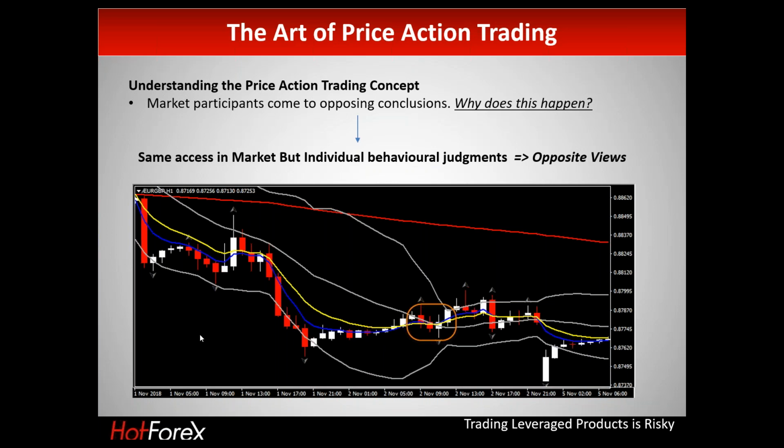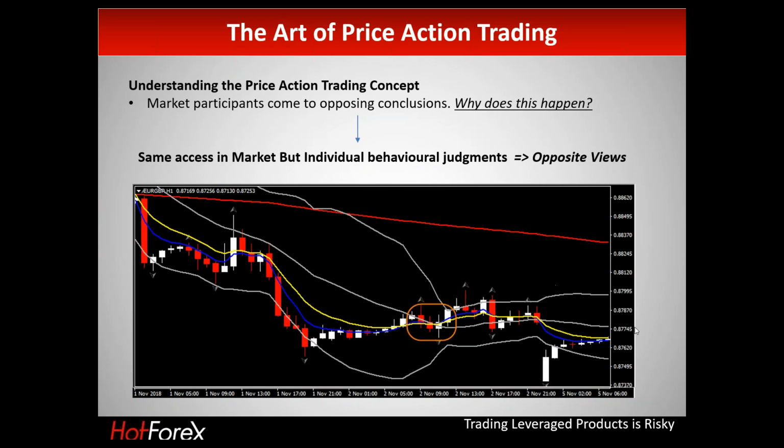But despite the fact that we have access to the same information, some of us decide to buy and some of us decide to sell. Okay, so we have opposite conclusions. So why does this happen? Simply because each of us, each individual trader, has a different judgment. Different judgment leads to trading with opposite views. We are not the same. Some people think in a different way than others. So we have different judgment.